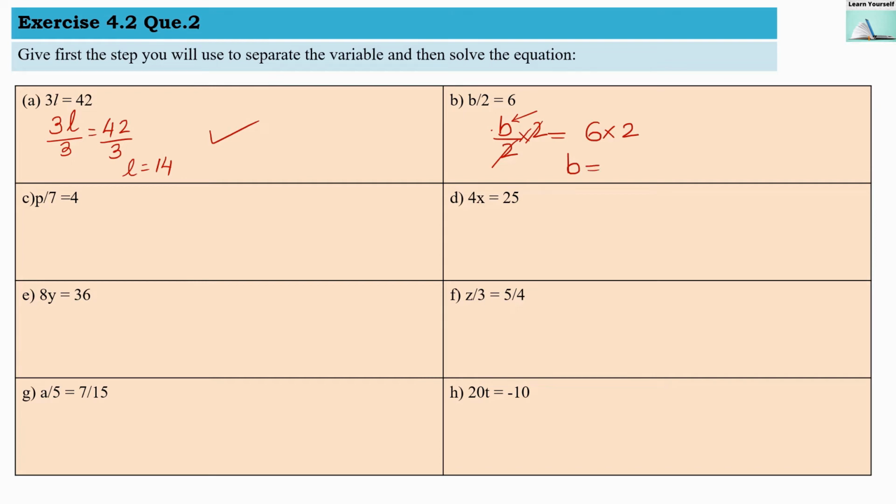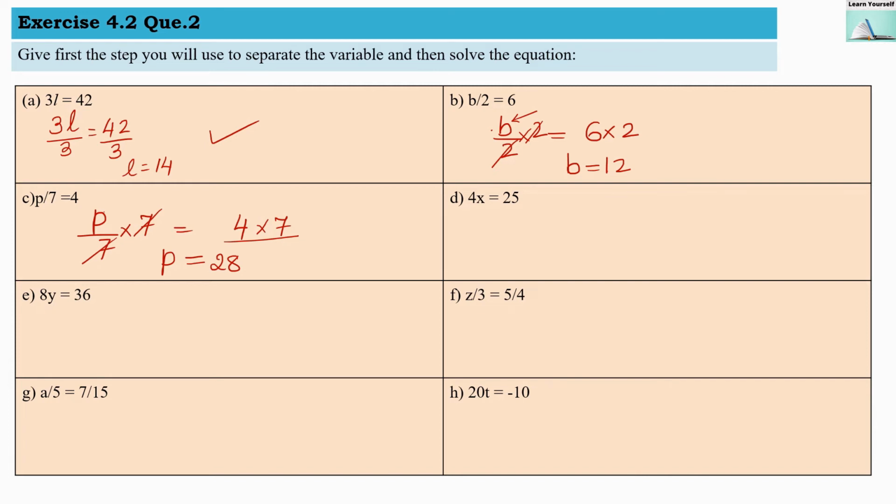And along with that, once I multiply this with 2, I will get the answer for B's value. Equation C. It is P divided by 7 equals 4. So 7 is in division. If I want to separate this P, I have to multiply with 7 towards RHS. Same way I am going to multiply the 7 towards LHS. So here my 7 will get cancelled out, my P variable will be separated and I will get the value, that is 4 into 7 is 28. So this is the value for P.